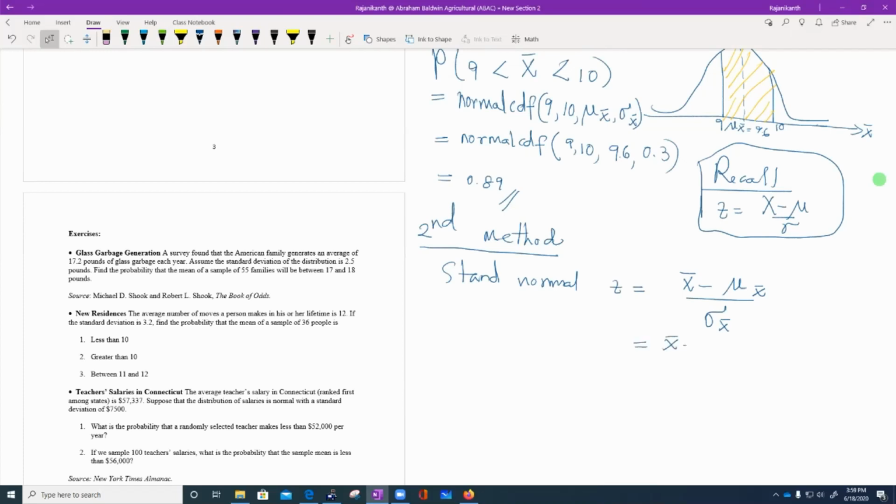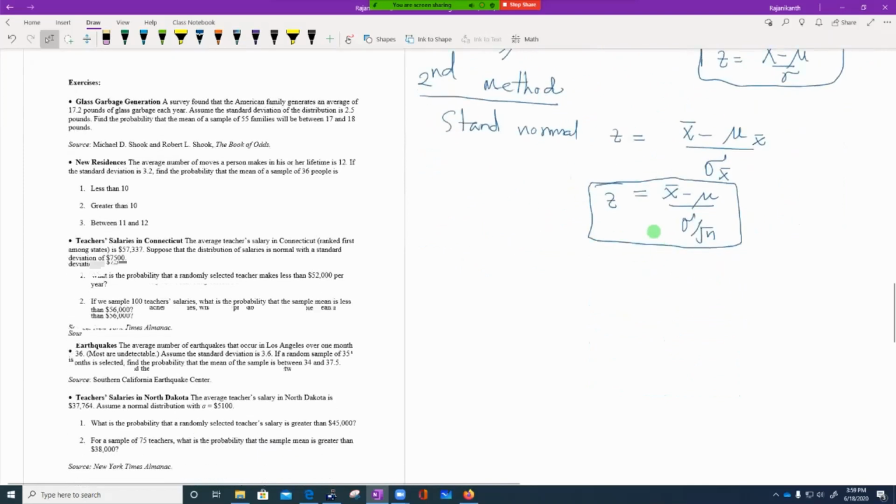But mu of X bar is equal to mu, always the population mean, and sigma of X bar is always sigma over square root n. Therefore, the new formula we have now is the relationship between the standard normal and the sample mean. So make use of this formula if you want to change the given X bar values into standard normal. If you want to do this problem, the original question was X bar finding 9 to 10.